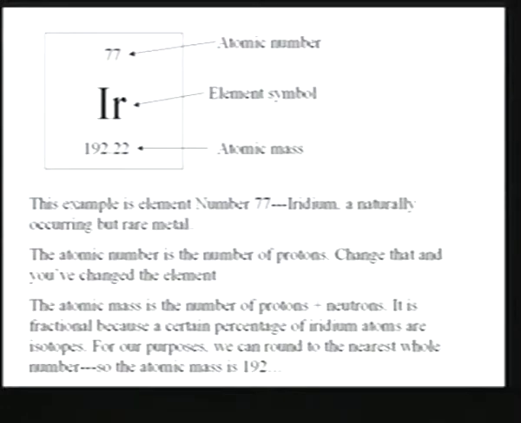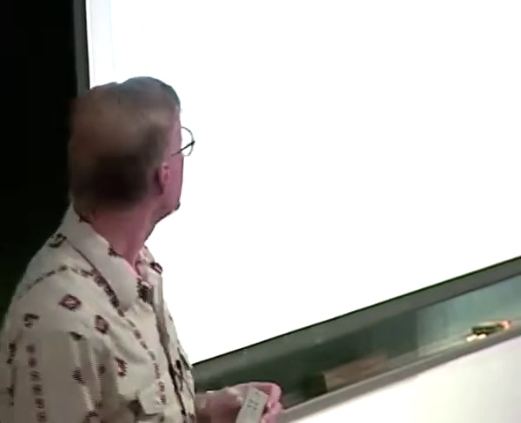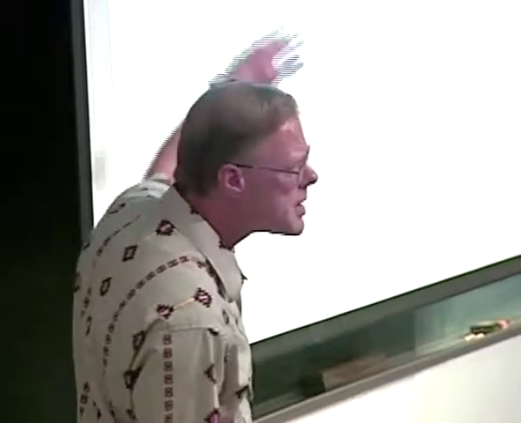Okay? Why is it fractional? Well, it's because a certain percentage of iridium atoms that you come across are going to be isotopes, and they're going to have differing numbers of neutrons. Right? But for our purposes, we don't have to worry too much about that. We can just round this off to 192.